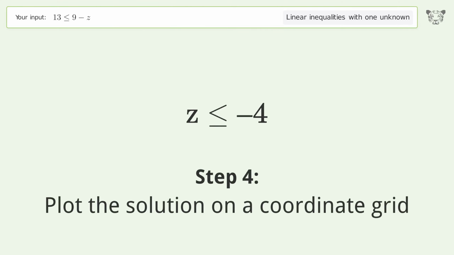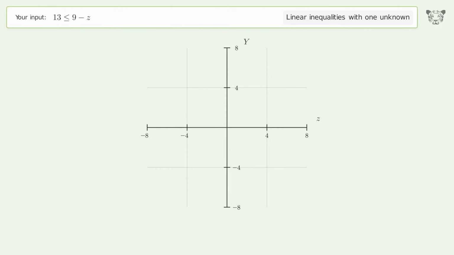Plot the solution on a coordinate grid. And so the final result is z equal or smaller than -4.